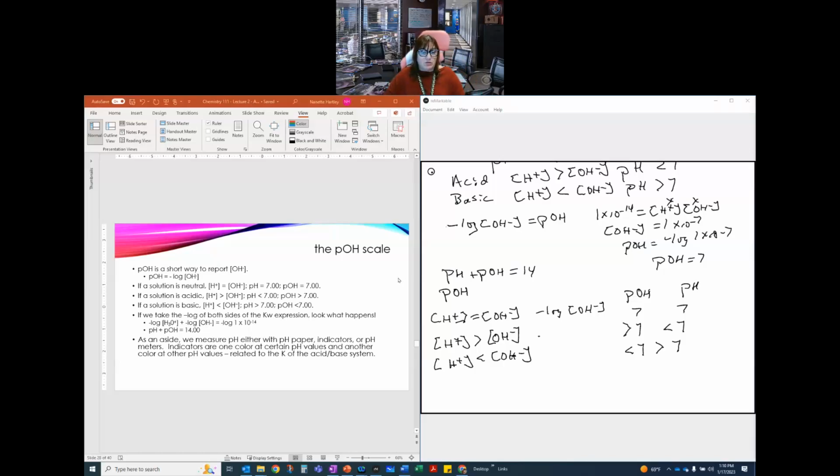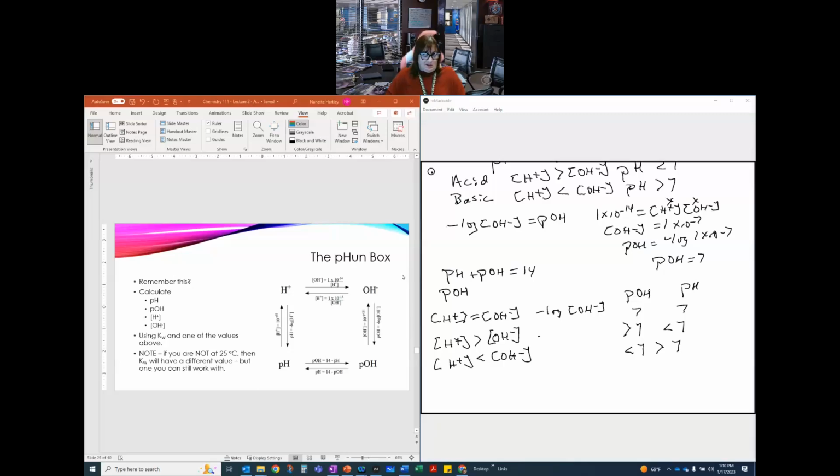All right, as an aside, we can measure pH either with pH paper, indicators, or pH meters. Indicators are one color at a certain pH versus a different color. For the K of that acid, because it's a weak acid that changes colors, as we go through that K, it changes colors. So we take it from the acidic form to the basic form, or the basic form to the acidic form, depending on what indicator we're working with.